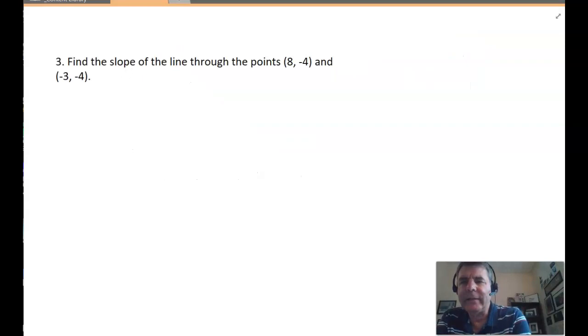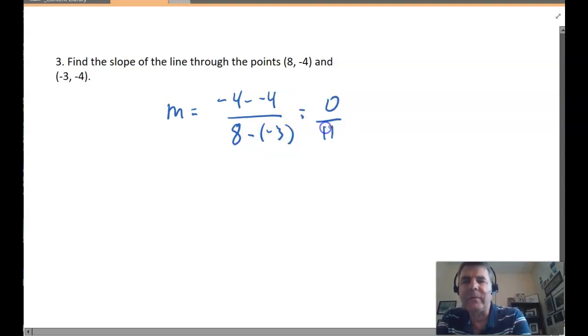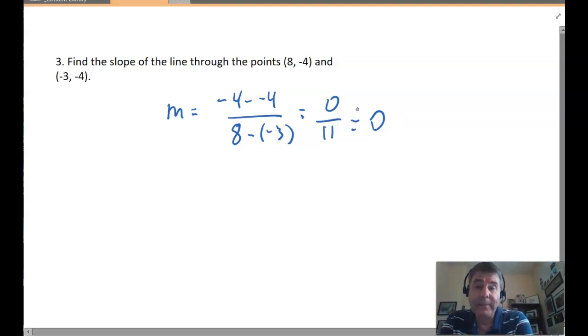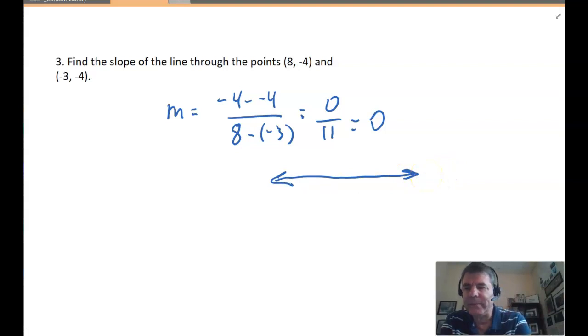Okay, let's look at the slope of the line through these 2 points. So slope is change in y, negative 4 minus negative 4, over change in x, 8 minus negative 3, which is 0 over 11, which is 0. And if we graph these points, you notice that they have the same y-coordinate. That means it's horizontal. Horizontal lines have 0 slope.